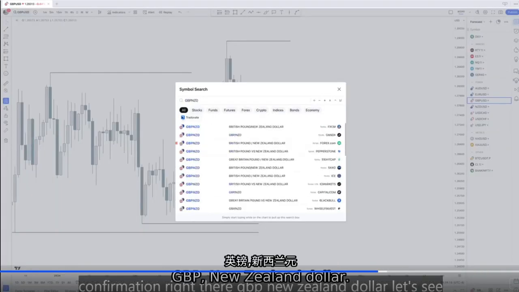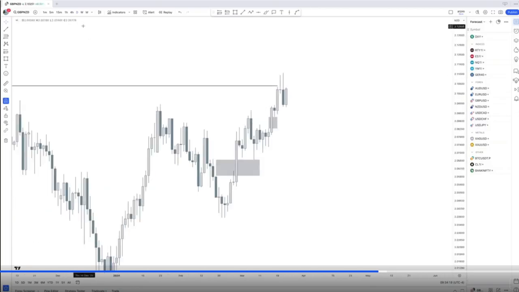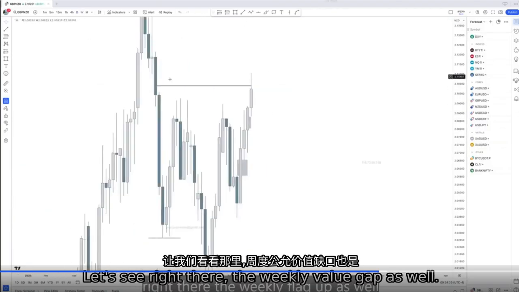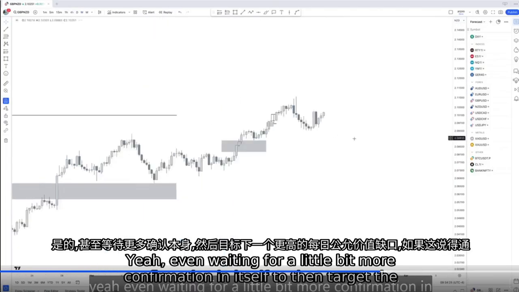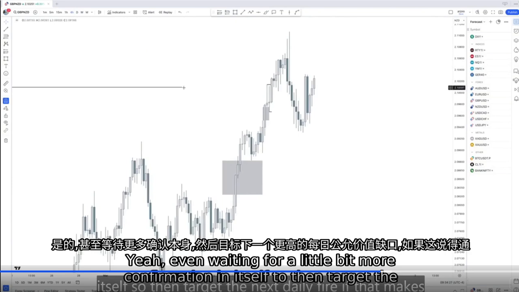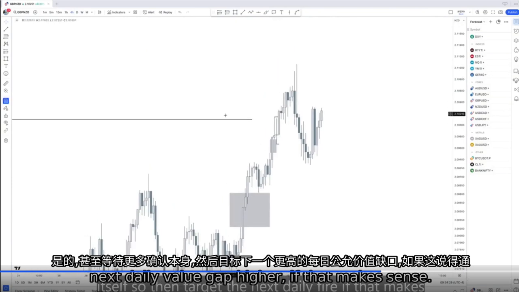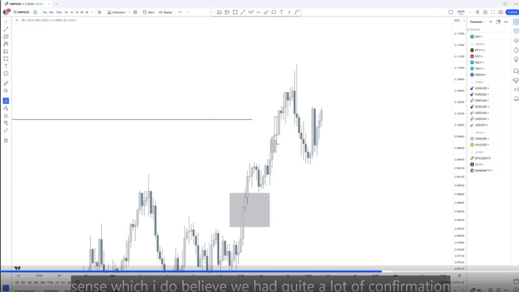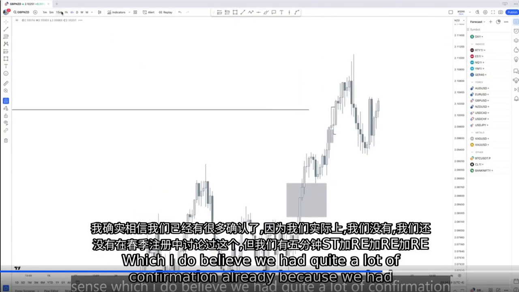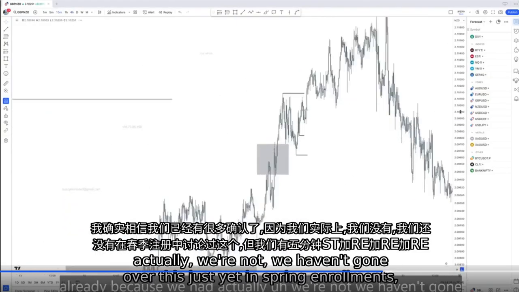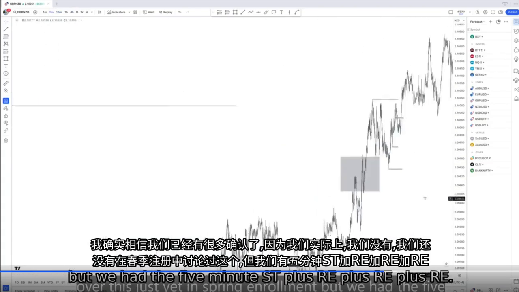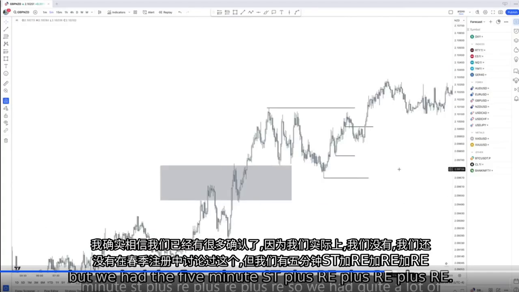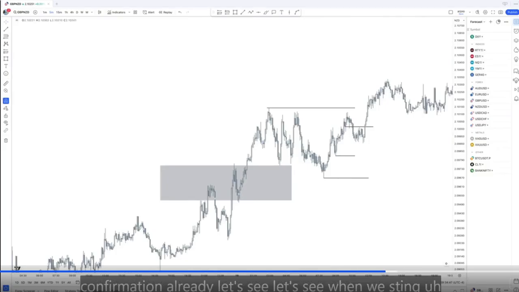GBP New Zealand dollar. Let's see. Right there, the weekly value gap as well. Yeah, even waiting for a little bit more confirmation in itself, to then target the next daily value gap higher, if that makes sense. Which I do believe we had quite a lot of confirmation already, because we haven't gone over this just yet in spring enrollment, but we had the 5-minute ST plus re. So we had quite a lot of confirmation already.